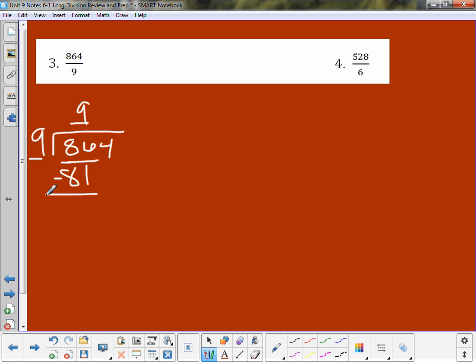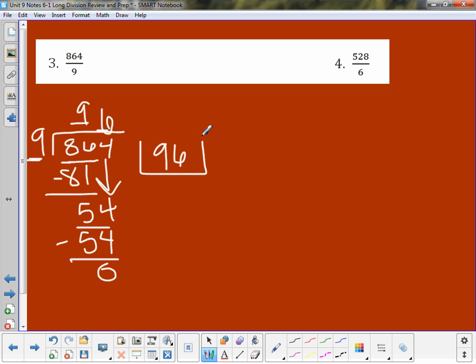So then I'm going to subtract those off. 86 minus 81 is going to be 5. Then I'm going to bring that 4 on down. So now I want to figure out how many times 9 can go into 54. And it can go into it 6 times. So 9 times 6 is 54. Subtract those, and then we get a remainder 0. So then our final answer is 96. Okay, so we didn't have a remainder on that one because our remainder was 0.